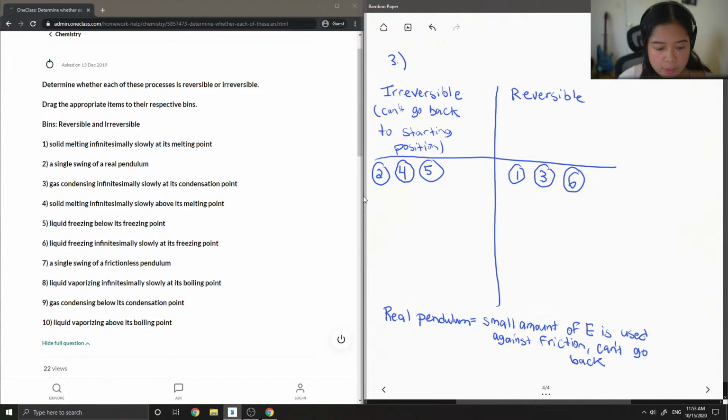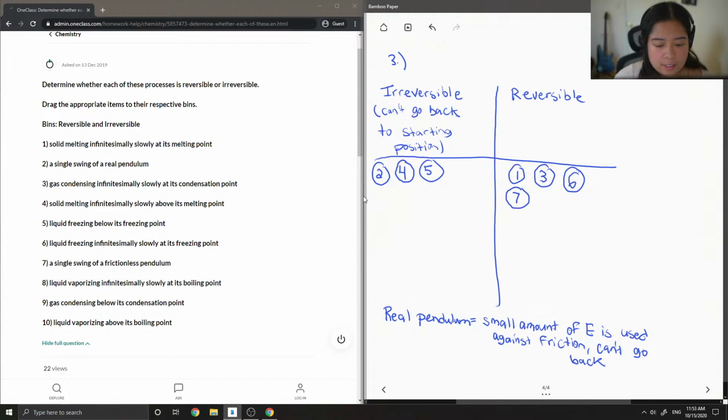A single swing of a frictionless pendulum. Unlike the real pendulum, there's no friction involved in this frictionless pendulum. So therefore it's able to swing and still go back to its same spot. So in this case, the frictionless pendulum is reversible.